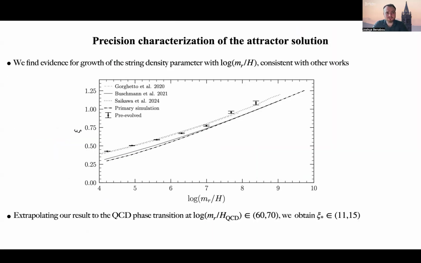In our simulations, we find evidence for the growth of the string density parameter xi as a function of log of m_r over H, consistent with other works. Our precision measurement of the attractor solution allows us to extrapolate xi all the way to the QCD phase transition, at which point we find it should lie roughly in the range between 11 and 15.